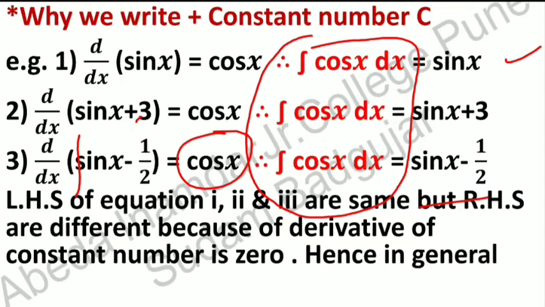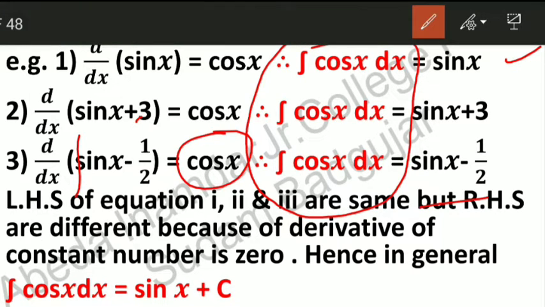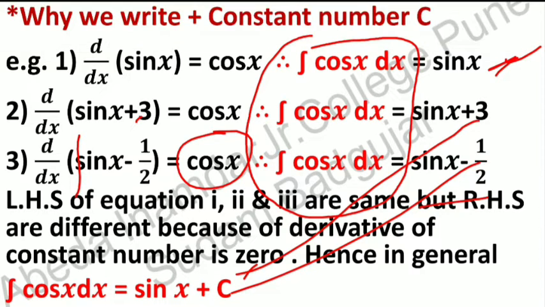So you must write plus c here. Now the LHS of all three equations are the same, but the RHS are different because the derivative of a constant is 0. So you must write plus c here, that is, the integration of cos x is equal to sin x plus c. Here this c may be 0, or c may be 3, c may be minus half. Okay. So you must remember, while solving an integration, finally you put plus c in the last answer. Okay, because the derivative of a constant number is 0.